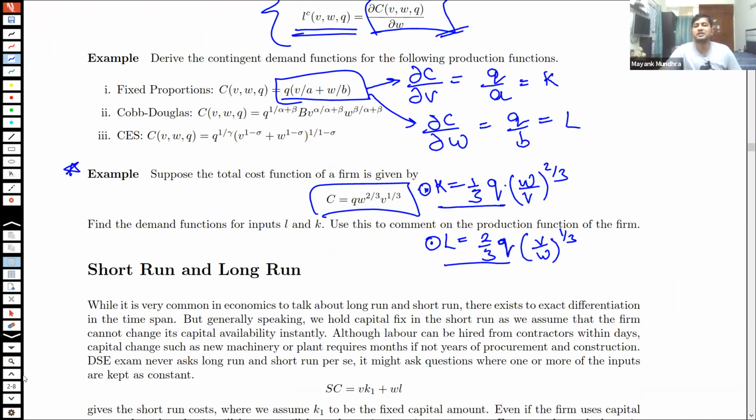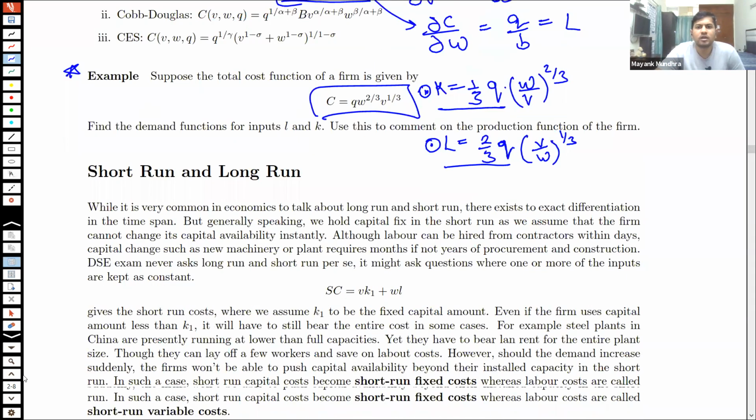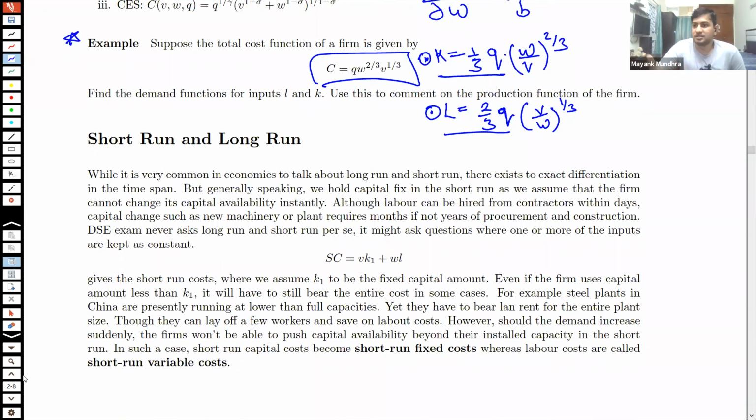So generally speaking, from production function, you can always go to cost function, but you can come from cost function to production function only in certain situations where you can basically eliminate W and V easily. So we have eliminated W and V, so we could get some relationship between Q, K, and L. So this is a good example.